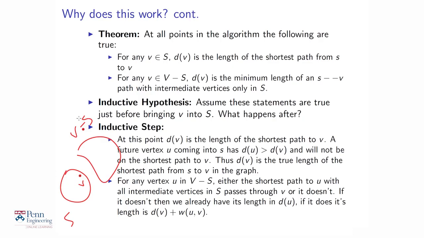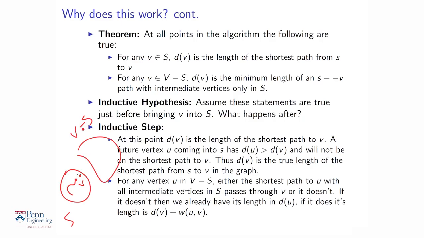Could there be a shorter path to v that goes out of S to V minus S and then comes back? Note that any path that goes out of S to some vertex u in V minus S must pay at least D of u to get to u. That's the invariant we've maintained so far. But D of u is greater than or equal to D of v, because we brought in the vertex which had the minimum D value. So any path that tries to go off into V minus S to some vertex u and then come back to v is going to be longer. So in fact, this proves the first statement in the invariant, that D of v is the length of the shortest path from s to v, no conditions.